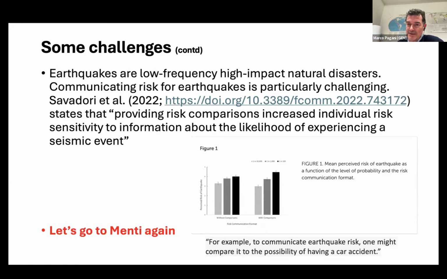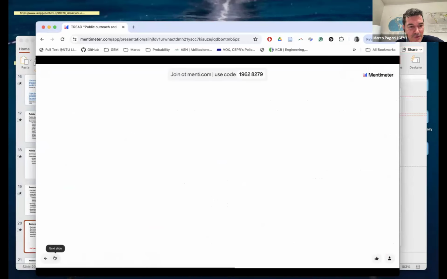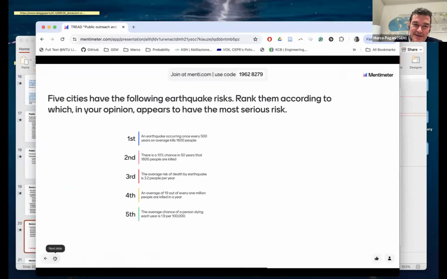And related to that, in particular the way in which the risk is communicated, as I was trying to explain in this slide, I ask you to go again to Menti and answer an additional question that I have here. So here you have five cities with the following risk. What I'm asking you to do is to rank their risk according to the various descriptions. Which is the city of these that has the highest risk, and which one has the lowest risk?